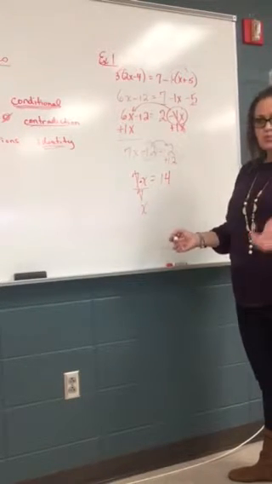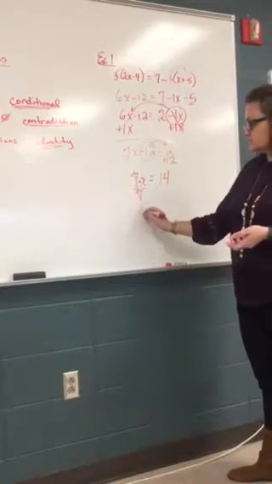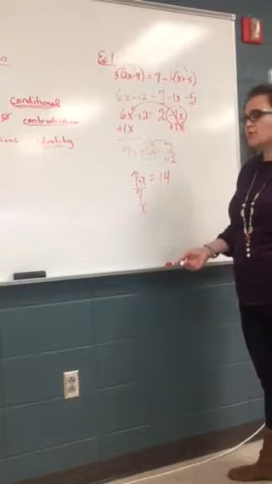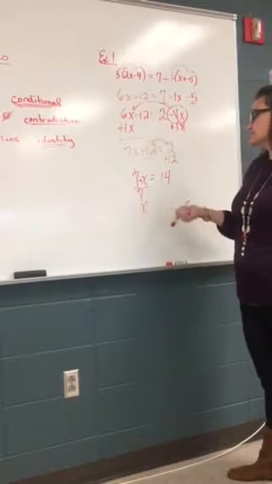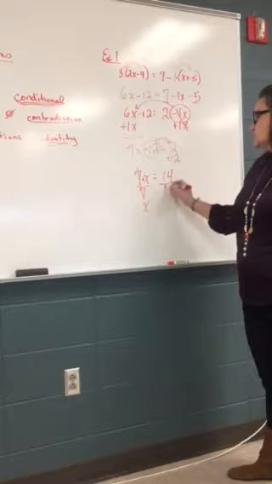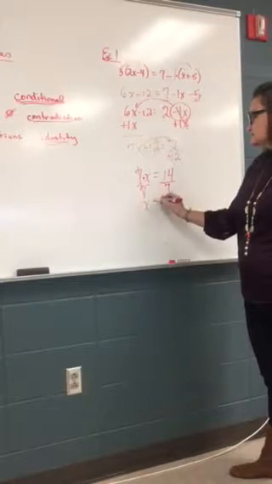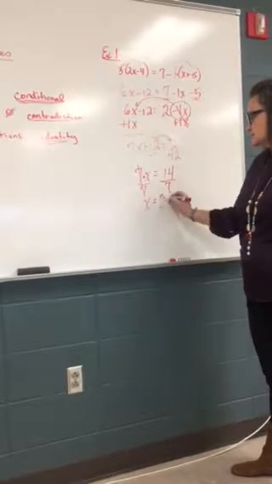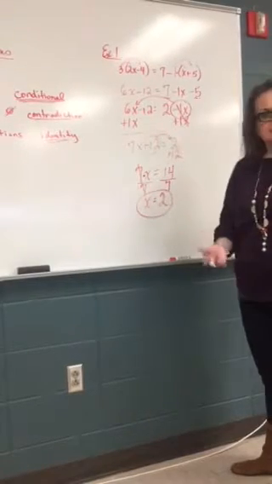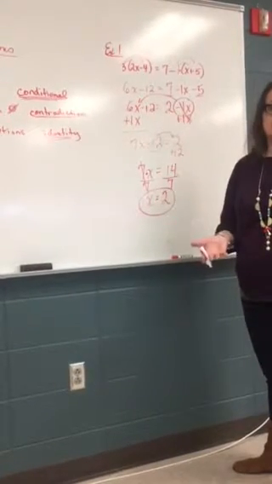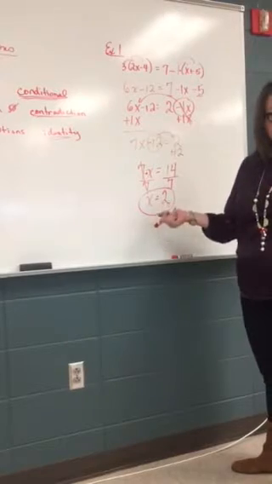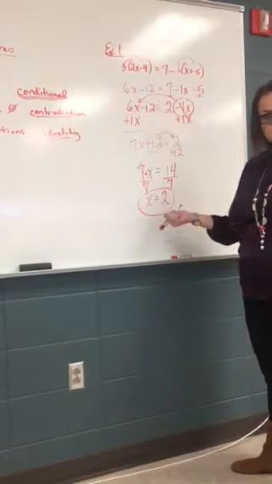It actually makes it a 1x. 7 divided by 7 is 1, but we don't always have to show that 1, but it leaves just the x. Do the same thing to this side, divide by 7, 14 divided by 7, and there's our x equals 2. That's an example of a conditional equation where you get an actual solution.